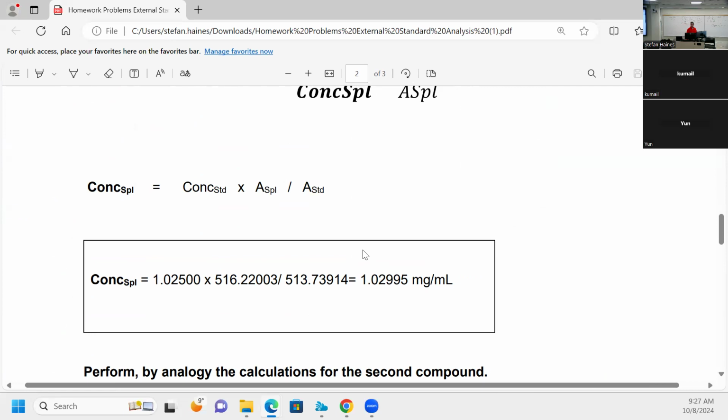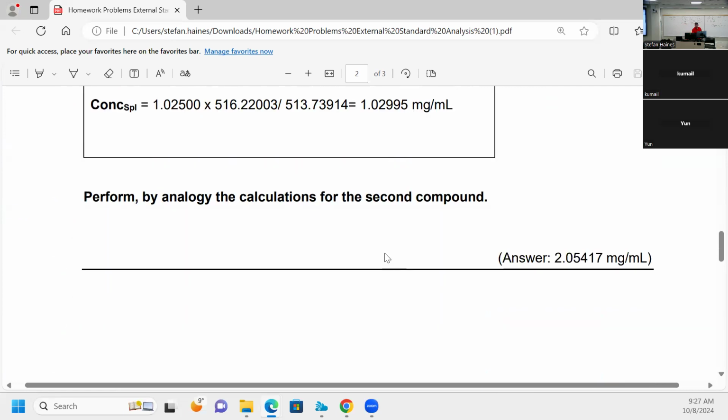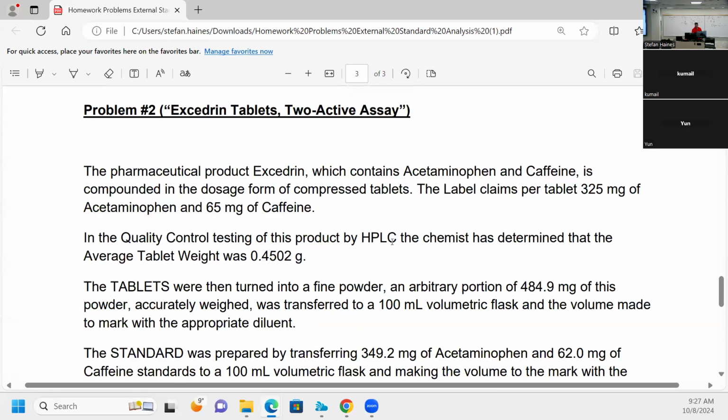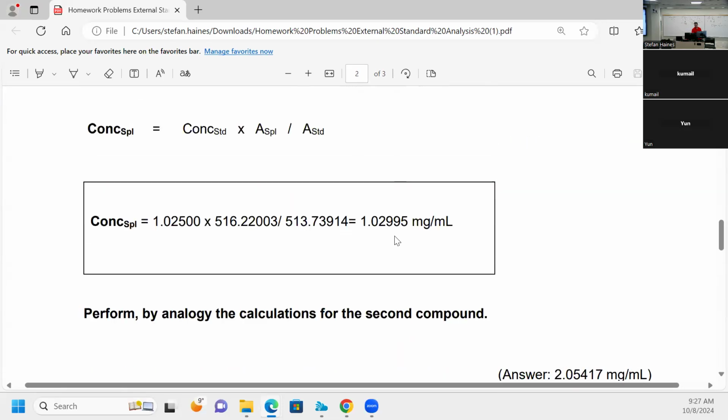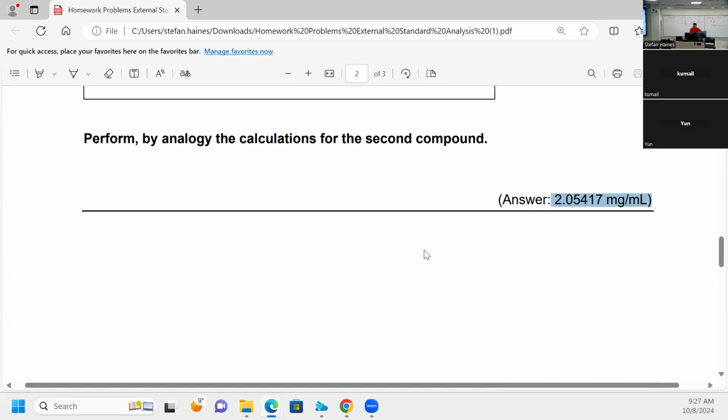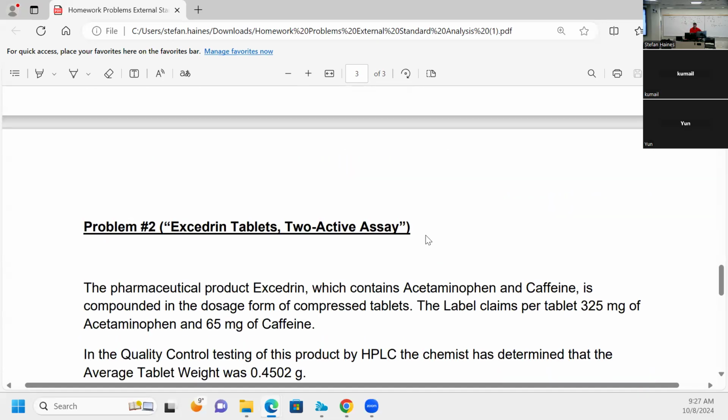Did we get that answer? Thumbs up. All right, next one. Second compound, same deal. By analogy, you guys are smart enough to do the first one, you're smart enough to do the second one. There's the answer, 2.05417. You get that? And then you can mess with that number however you please, with dilutions, if you need to calculate the percent this and the percent that.